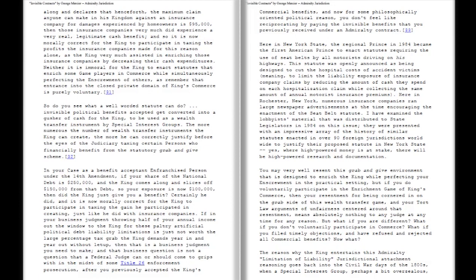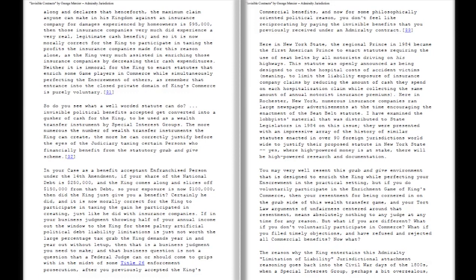The more numerous the number of wealth transfer instruments the king can create, the more he can correctly justify before the eyes of the judiciary taxing certain persons who financially benefit from the statutory grab and give scheme. 32. In your case as a benefit acceptant enfranchised person, under the 14th Amendment, if your share of the national debt is $250,000, and the king comes along and slices off $150,000 from that debt, so your exposure is now $100,000, then did the king just give you a benefit? Certainly he did, and it is now morally correct for the king to participate in taxing the gain he participated in creating, just like he did with insurance companies.